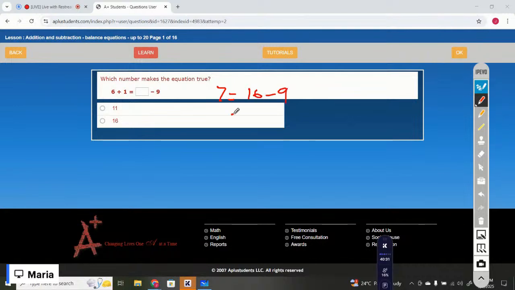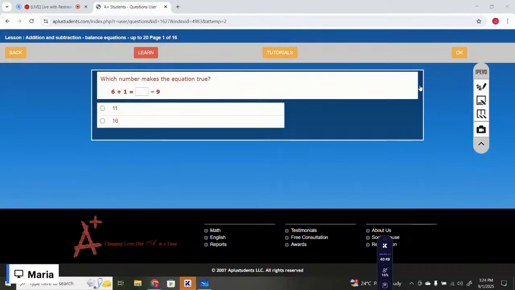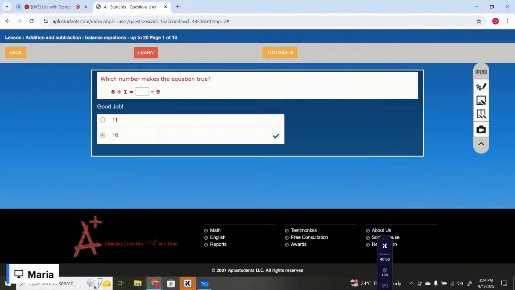That is 16 take away 9. So 7 is equal to 7. So the correct option is 16. Option number 2 is the correct option. That is 16 take away 9 is 7.